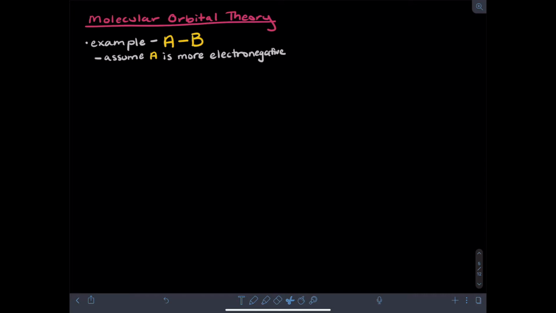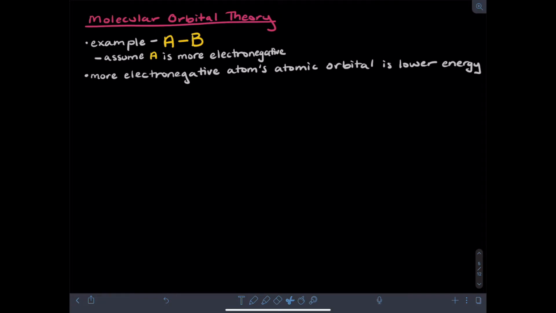Now let's consider a molecule that's just general A bonded to B, and we're going to assume that A is more electronegative than B here. This is different than our H2 molecule. The important thing to know for molecular orbitals is that the more electronegative an atom is, the lower in energy its atomic orbitals are going to be starting out.